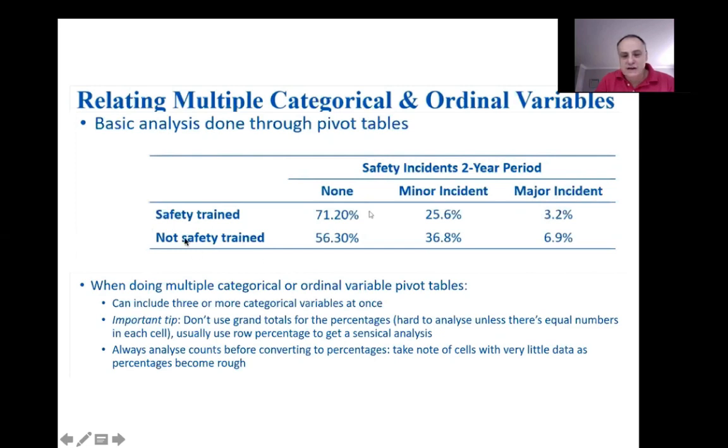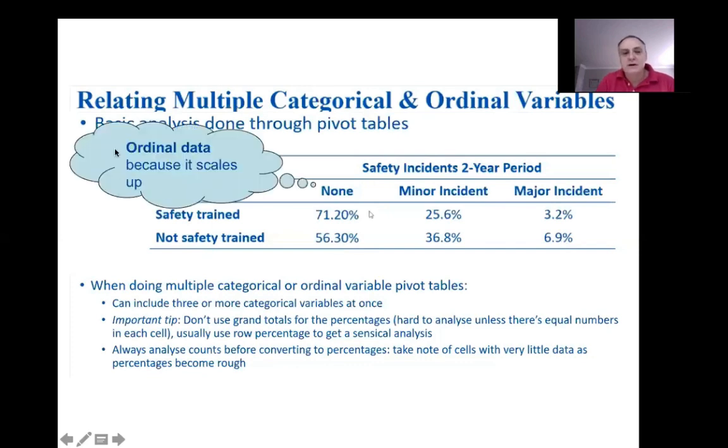If they were not safety trained, there's a difference. 56% had no incidents, 36% had minor incidents, and double that amount had major incidents. And that's how you read that table. This is called ordinal data because you can see it scales up from nothing to minor to major. It's in that particular order.